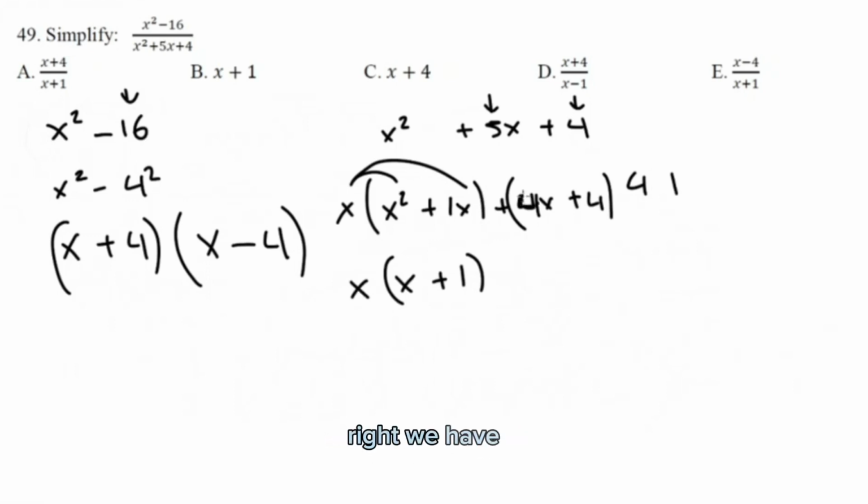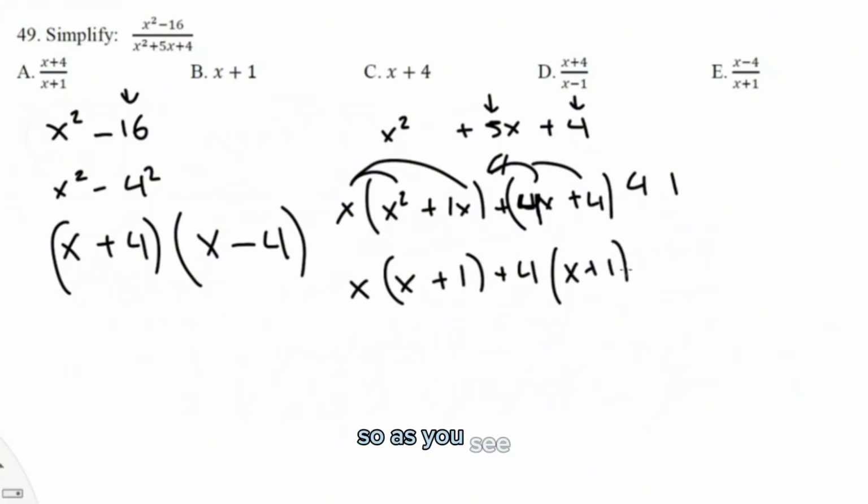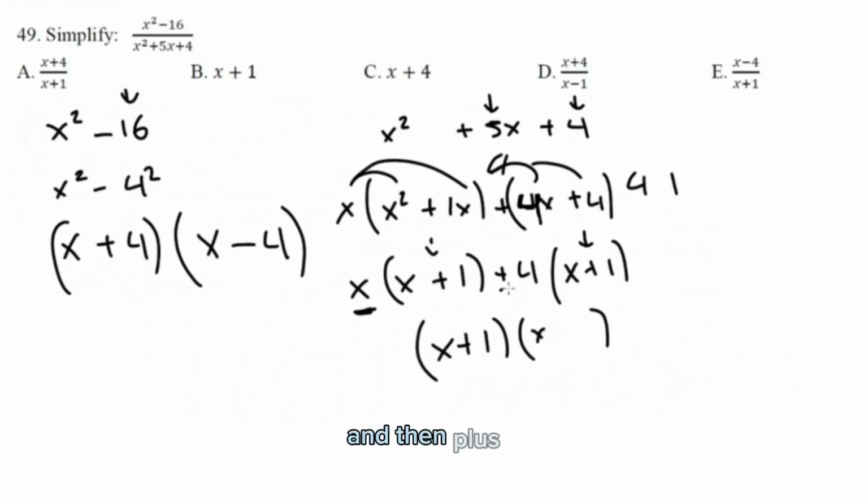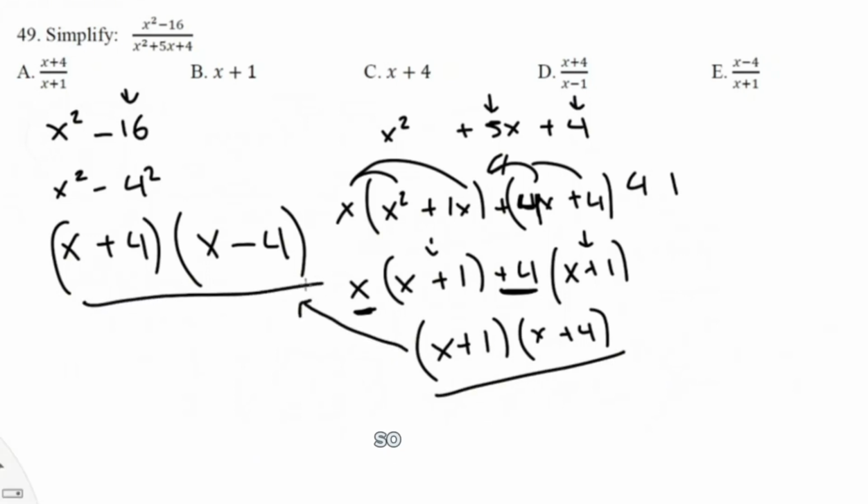And then from here, we have 4x plus 4. We can take out the 4 from both of these, which means this becomes 4 times x plus 1. So as you see, we have x plus 1 in both of these parentheses, which is good. So that means our first factor is x plus 1. And the second factor is going to be x, which is right here, and then plus 4, which is right here. Alright, so now we factored this equation as well. So we're just going to put the factor for this equation, which is right here, under this one. So like this. So now it's x plus 4, and then x plus 1.